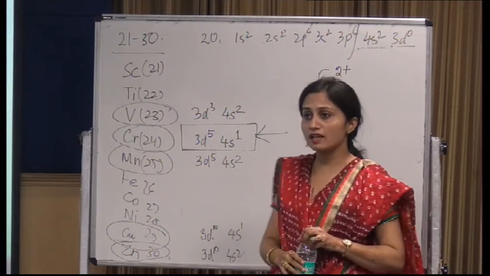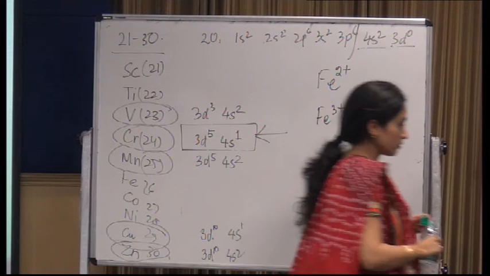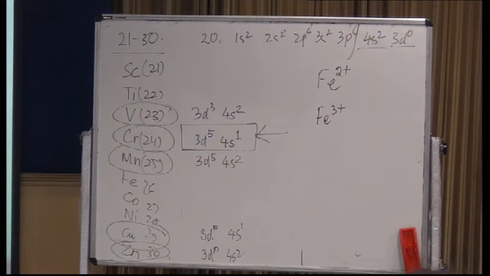What about Br minus? The number is 35. Bromine, the number is 35. Just do it quickly.